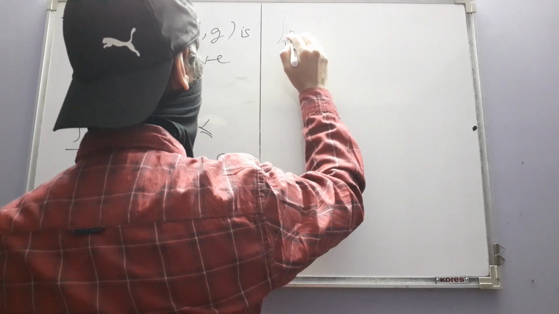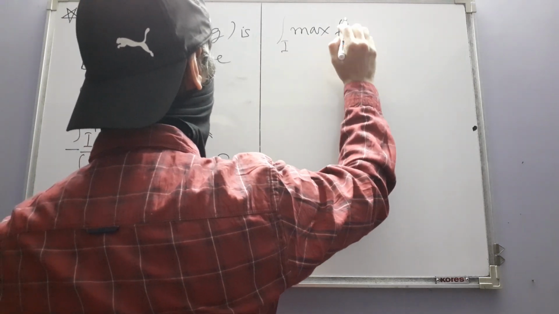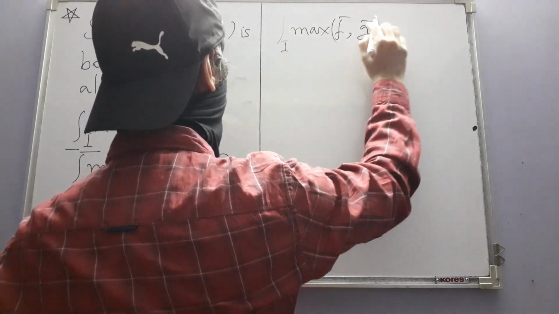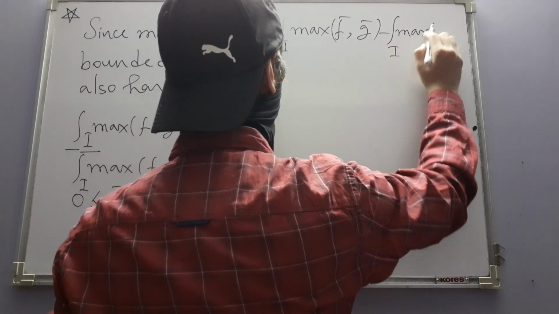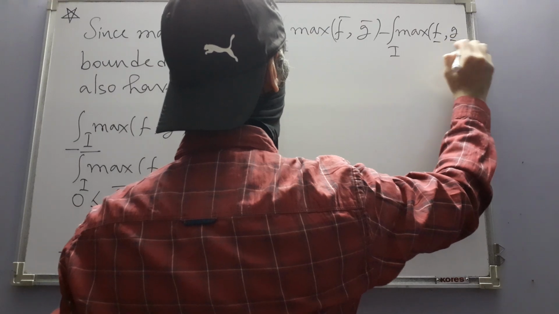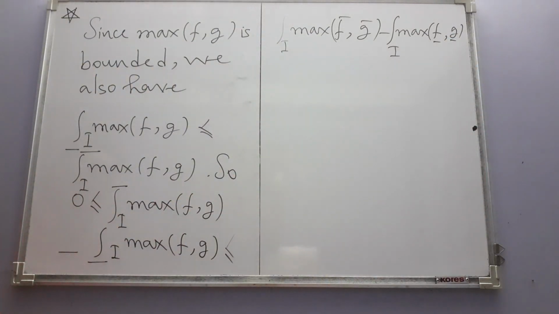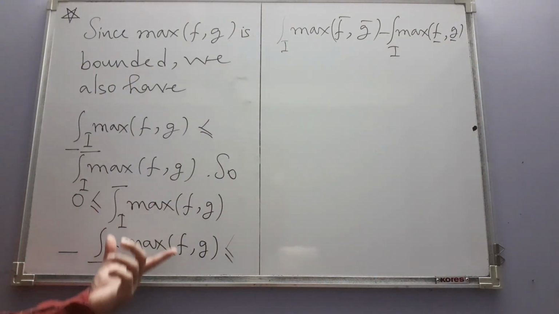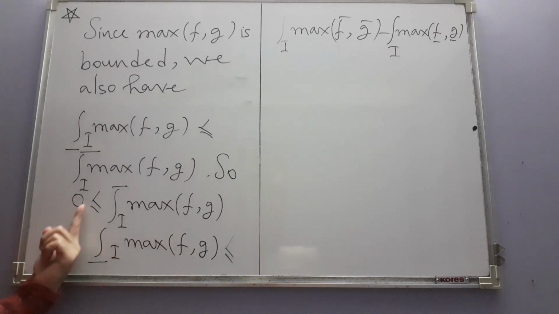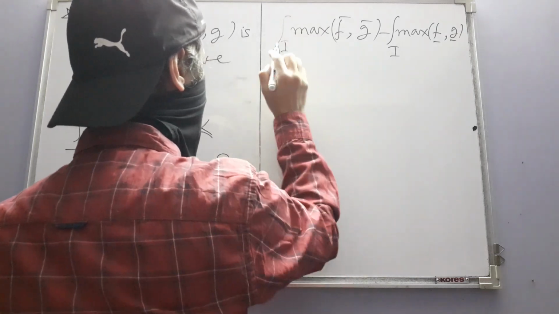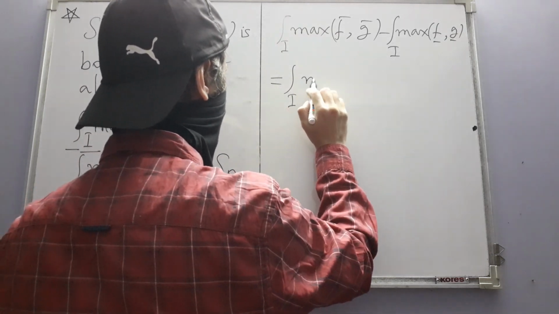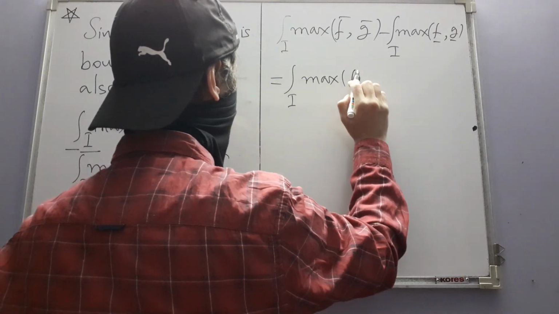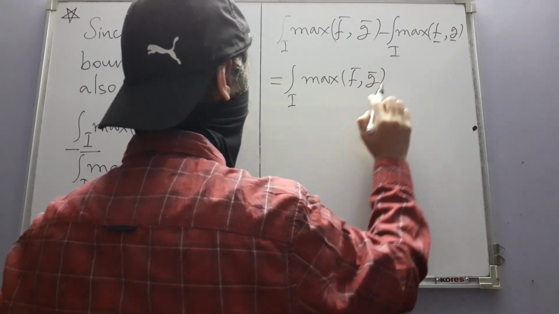integral of max of f bar comma g bar minus integral of max of f underscore comma g underscore. So this difference is trapped in between 0 and that one, and that one actually we can slightly simplify using properties of Riemann integrals like this.